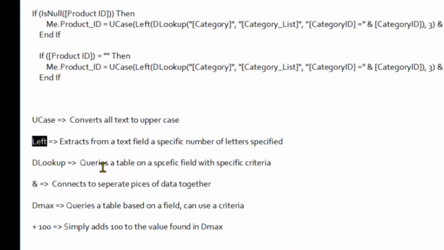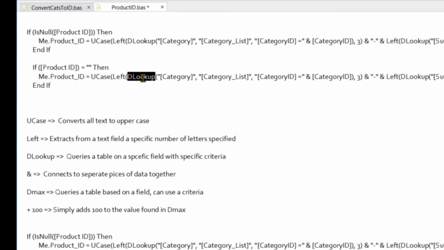DLookup, the database lookup, is going to query a table based on specific criteria. So I have DLookup here, the top one, and I'm telling it to look in the category field, in the category table, and bring me back the category name that matches the category ID that's in the form. Remember, I said that it's actually a value, not a text field there. Then, based on Left, bring me back the first 3 characters from the left.